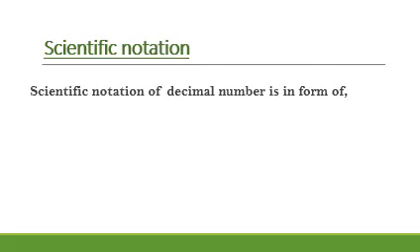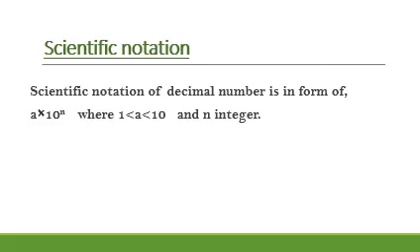Scientific notation. Scientific notation of a decimal number is in the form a times 10 to the power n, where a is between 1 and 10. So it could be 1, 2, 3, 4, 5, and till 9. Example, 0.0314 is written as 3.14 times 10 to the power minus 2. So don't forget that this is the general form to write a number in scientific notation.